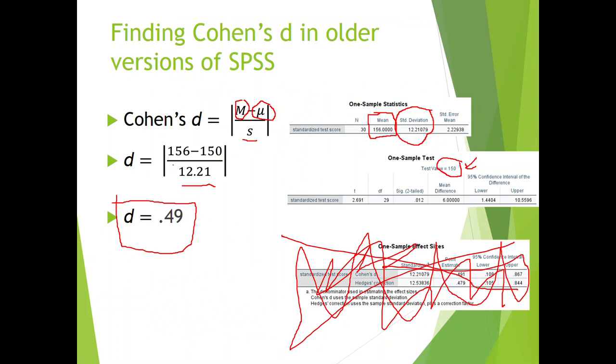So that is an example. The second example tells you how to write up your results if you have a significant one sample t-test. And hopefully that video is helpful.